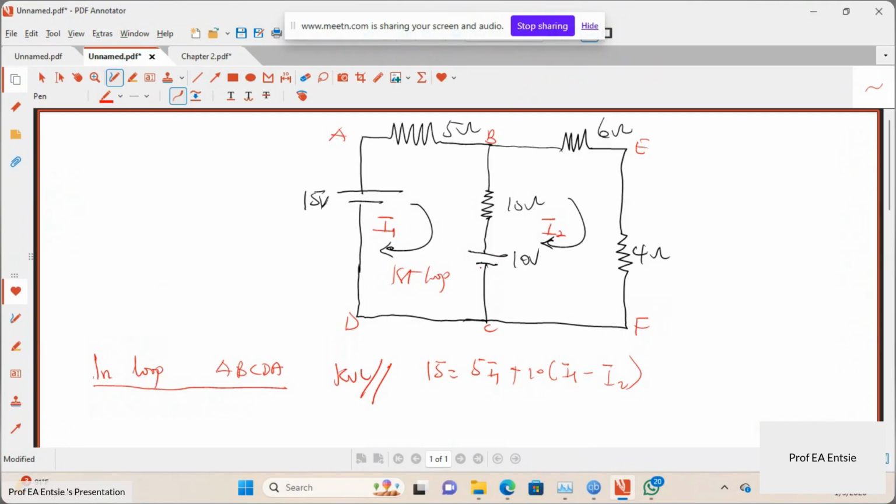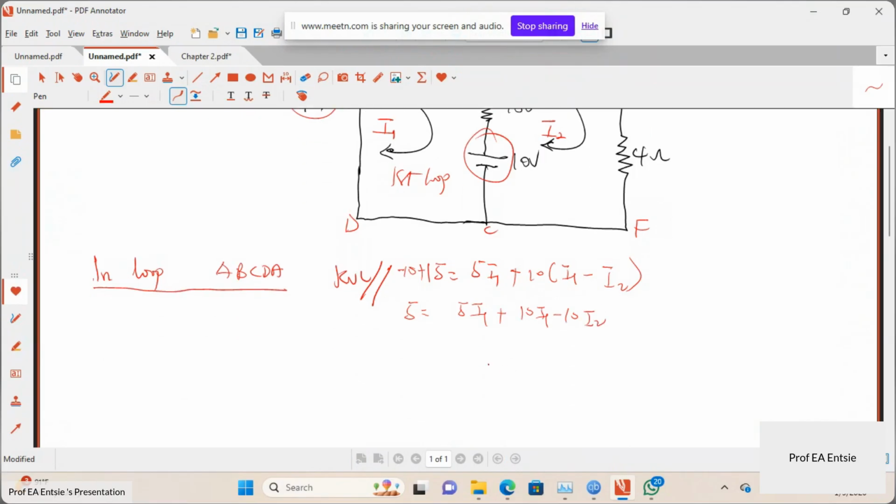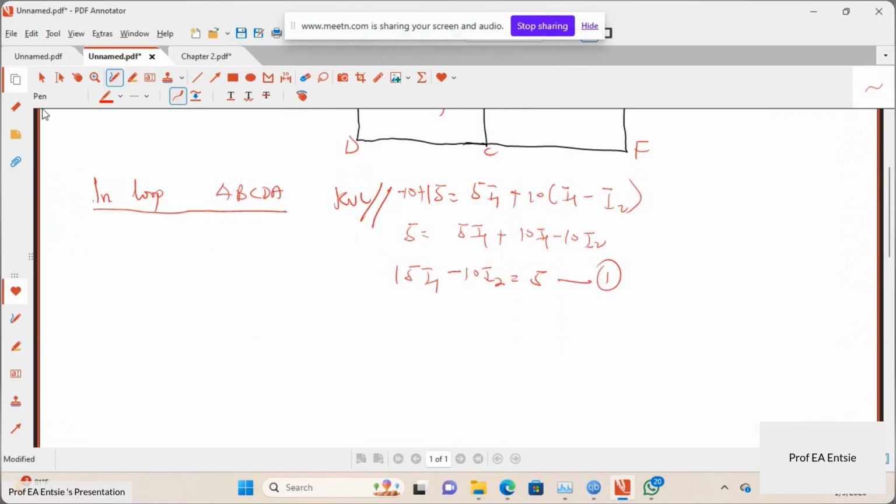But you see that the sum of EMF is not done. I will also leave here through this negative 10. So I'll put it here: minus 10, because this is representing the sum of EMFs. So negative 10 plus 15 is 5. I get 5I1 plus 10I1 minus 10I2. So at the end of the day, I'll get 15I1 minus 10I2 equals 5. Equation 1.